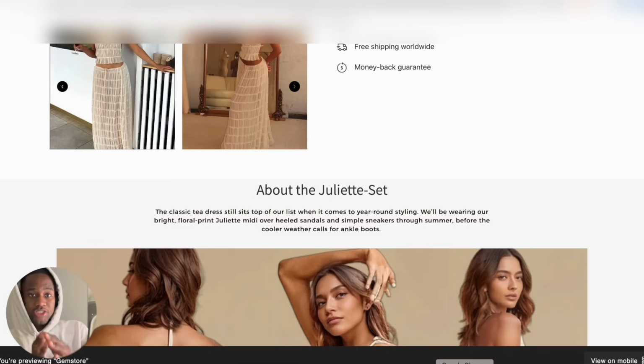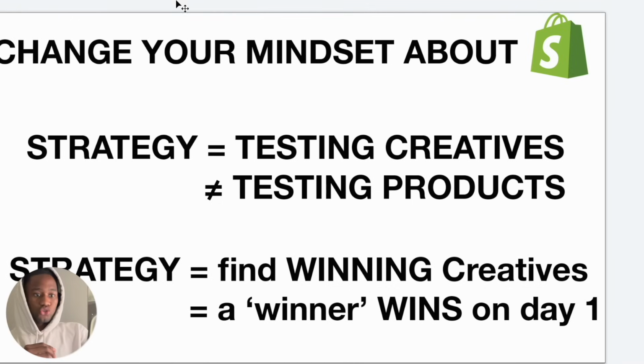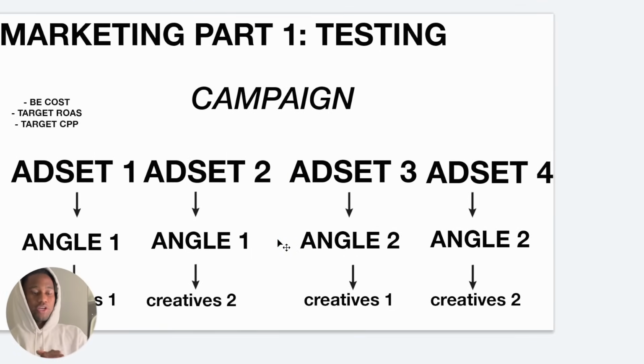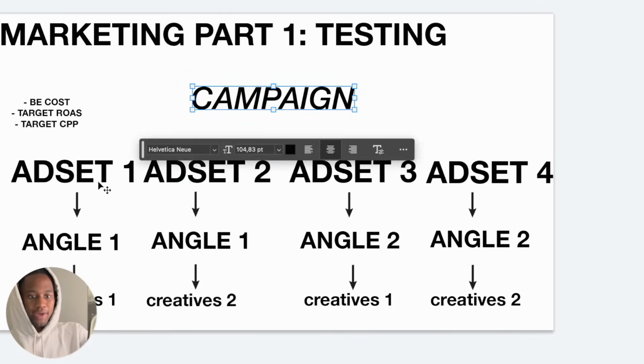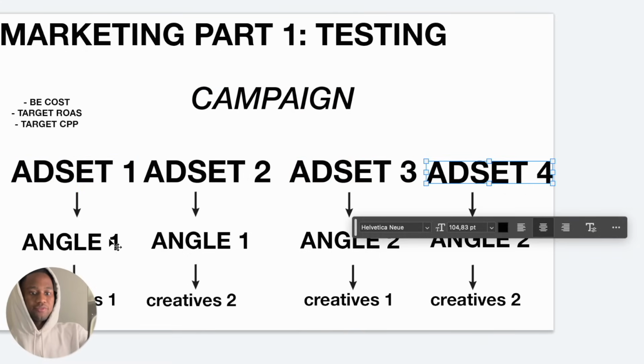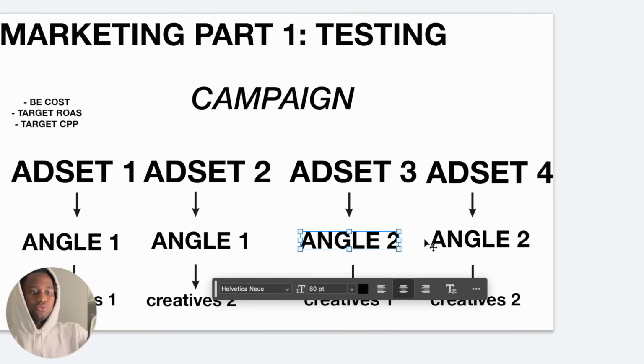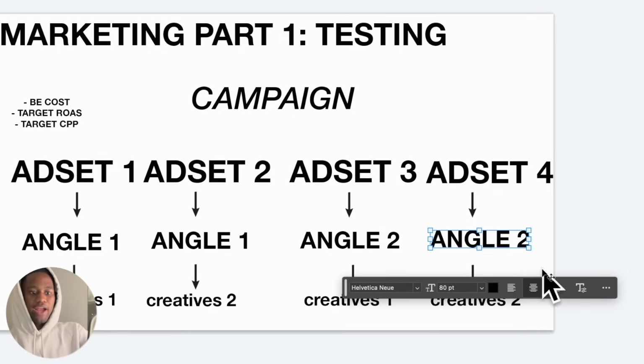So what I did next is I went to run ads, and I ran this simple structure right over here. This marketing testing structure. A simple ABO testing structure, where I basically have a campaign, ad set 1, ad set 2, ad set 3, ad set 4, and then angle 1, angle 2, angle 3. Whatever, as many angles as I can get.